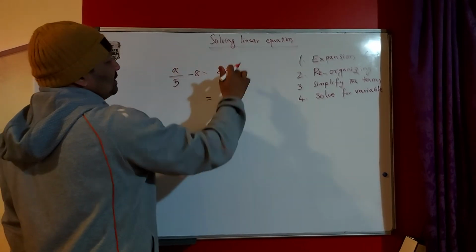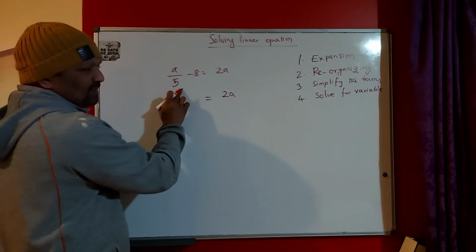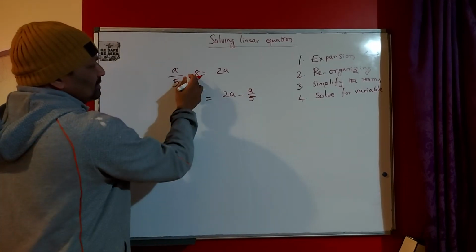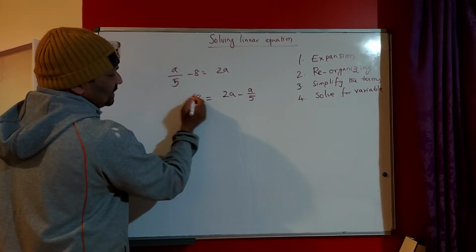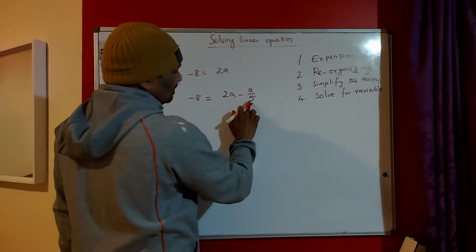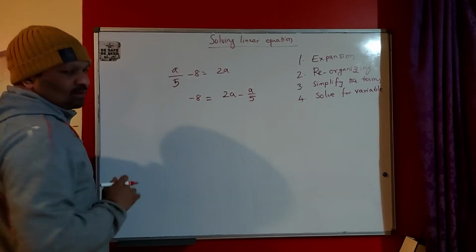I want to take a by 5 to the other side. On the right, 2a plus a by 5. If it goes to the other side, it becomes minus a by 5. And minus 8, we still have on the left side. So we reorganize it such that we have all the terms having a variable on one side and the term having a constant on the other side.